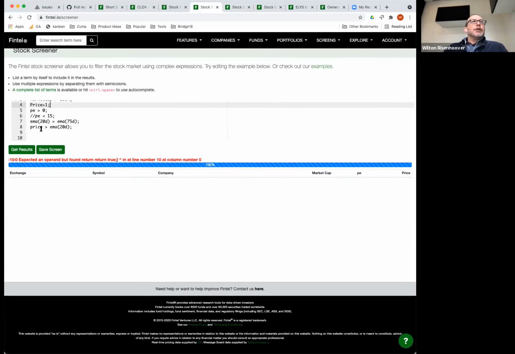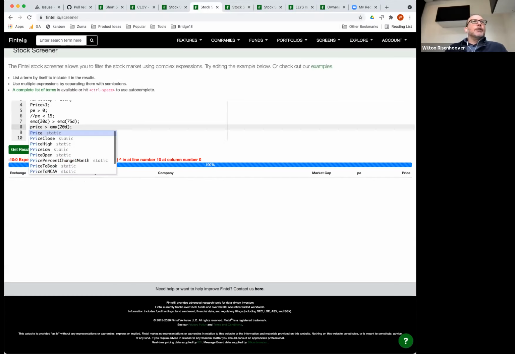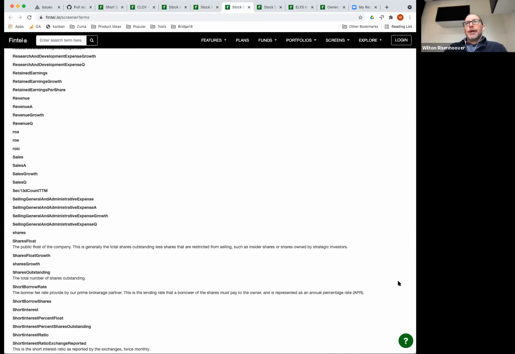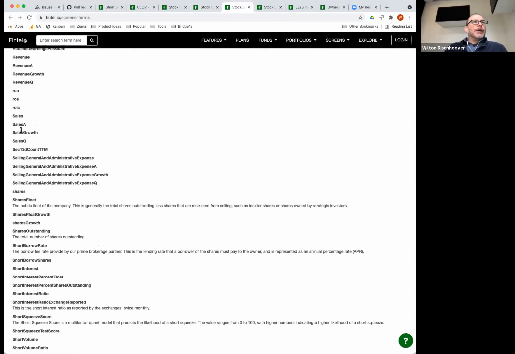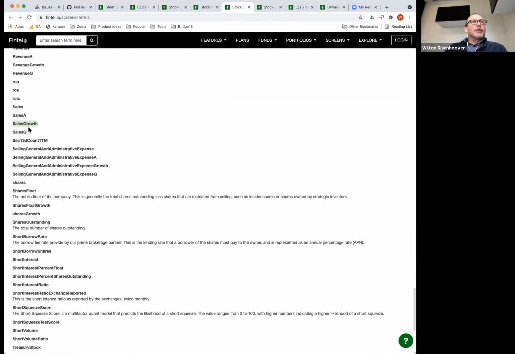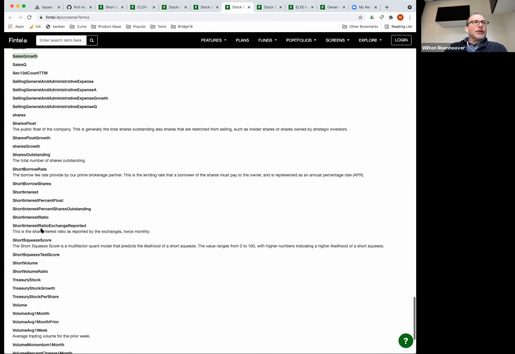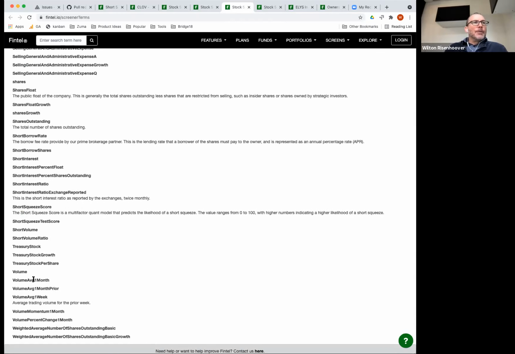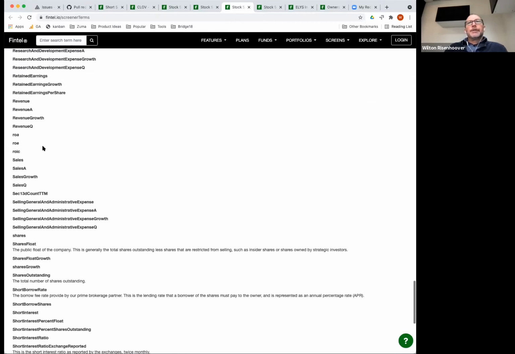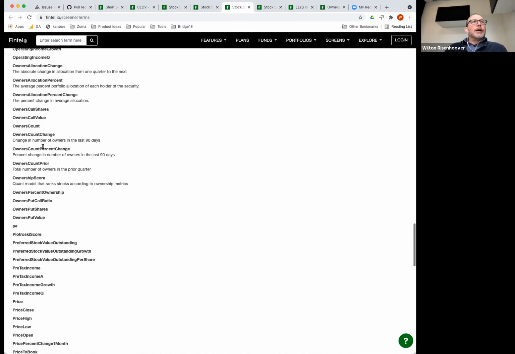I've showed you that you can hit Control Space to get autocomplete here. I've showed you that you can get to the list of terms by clicking on this link here, and it's going to show you this. I've told you that not all of these have definitions, but I'm working on them, and most of them are accounting data. But there's a lot of stuff down here like the short squeeze score, the volume, short share ratio, short borrow rate, that kind of stuff. This is all stuff that I'm working on documenting.